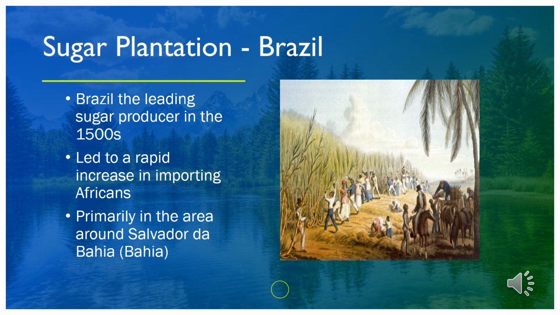And what we see to this very day is a very large population of African descendants that exist in that region of Brazil. If you take a moment to look at this image, you see that these sugar plantations required the labor of countless individuals to cut the cane, to wrap the cane, and to collect it in order to take it to a sugar mill.